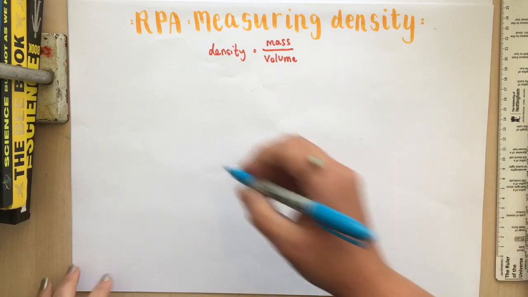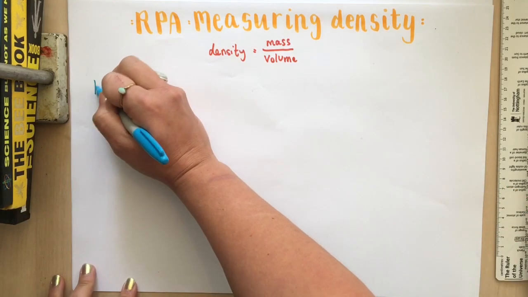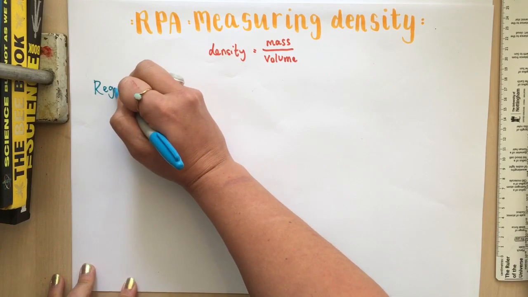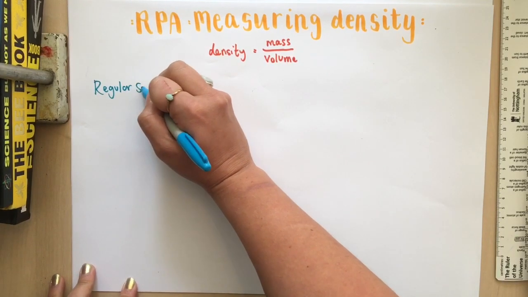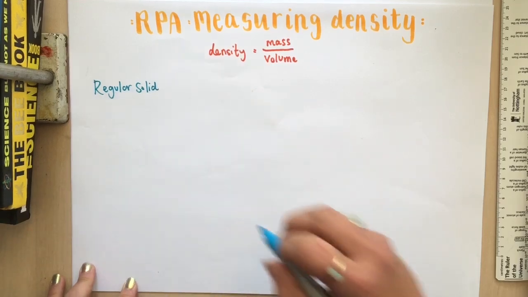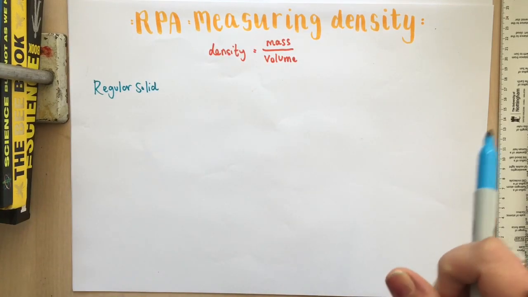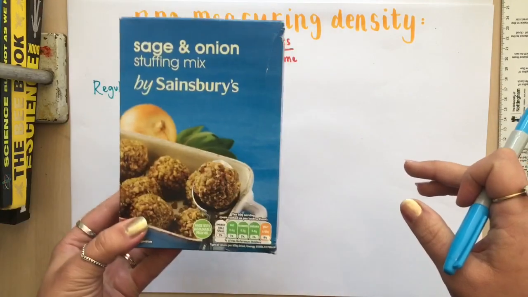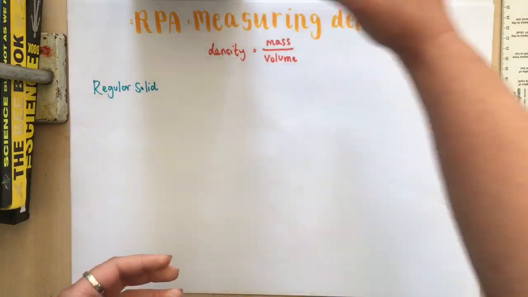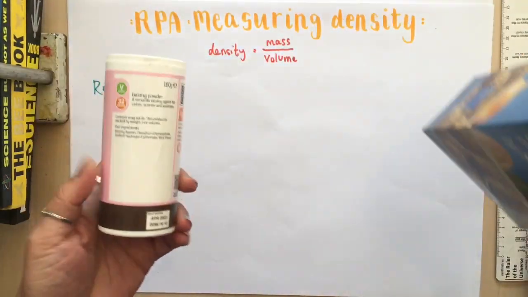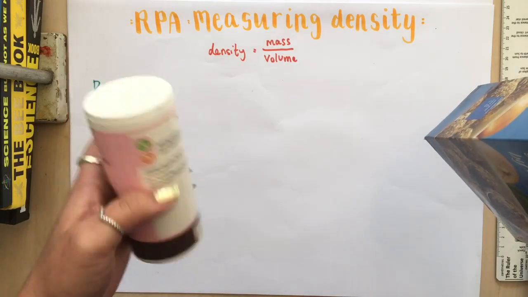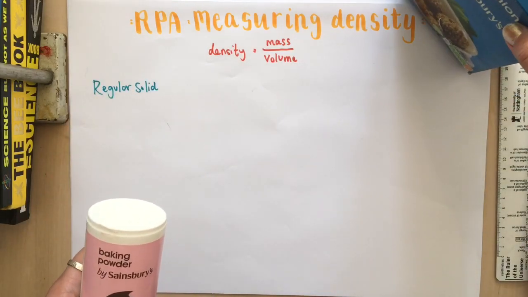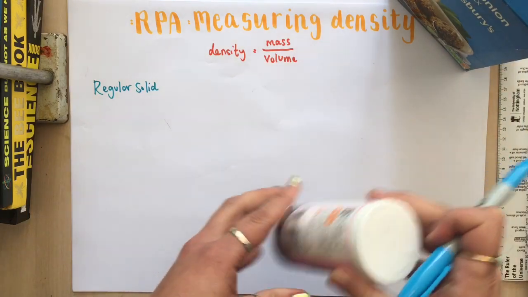So we need to be able to find the density of a regular solid. And a regular solid, we're talking about something that is of a regular shape. So two things I'm going to show you are a cuboid, so I'm going to use some stuffing, and maybe a cylinder, so I've got some baking powder. I'm trying to find things at home that I could show you how to do this with.